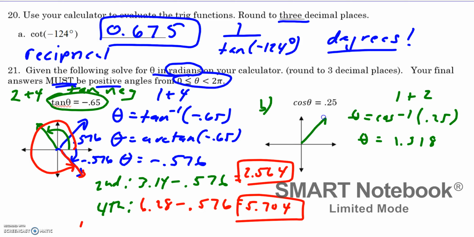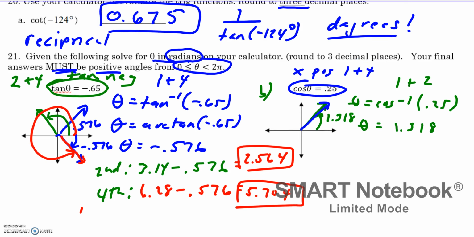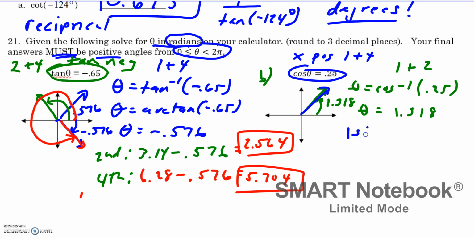But this time, the calculator gave you something in the first quadrant, 1.318. Now, cosine, or the x values, are positive in quadrants 1 and 4. So my final answers are going to be here. So I actually already have a final answer, because in the first quadrant, my answer is 1.318.